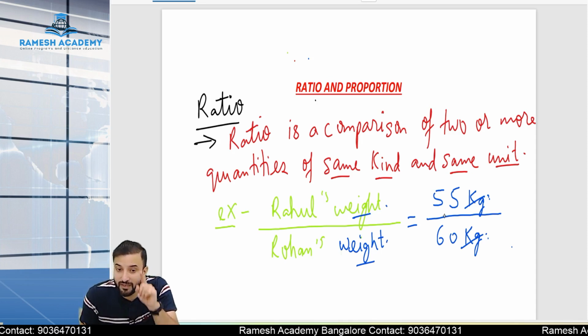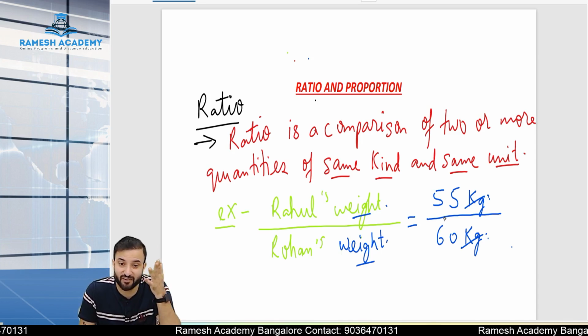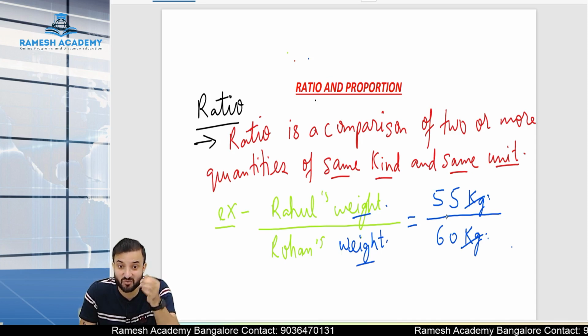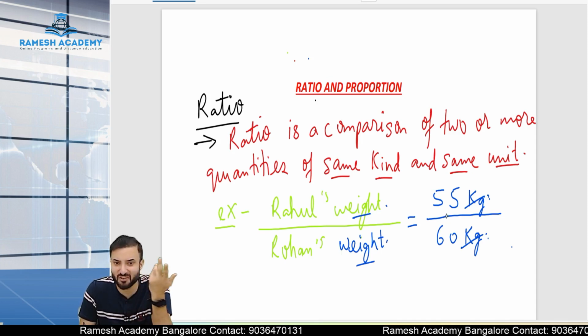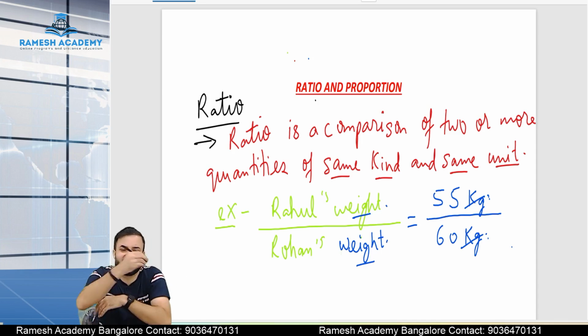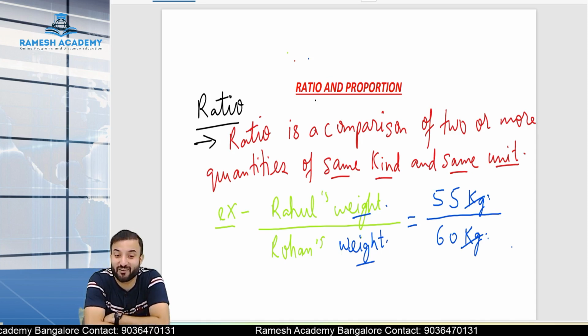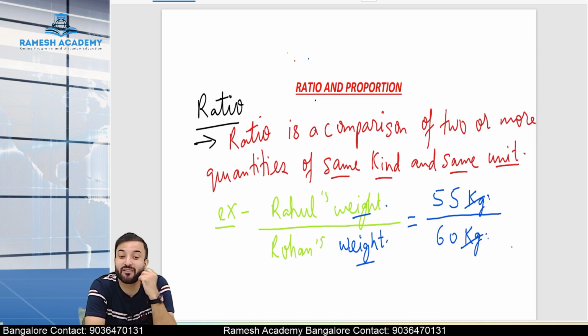Ratio is unitless, just as we are shameless in studies, right? We will not study until the admit card comes and the last month of the exam is there. We are shameless. Who will study?